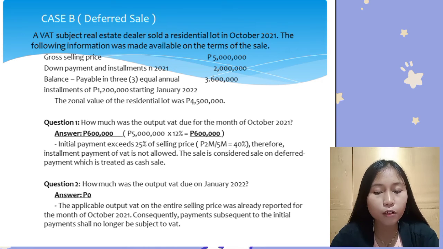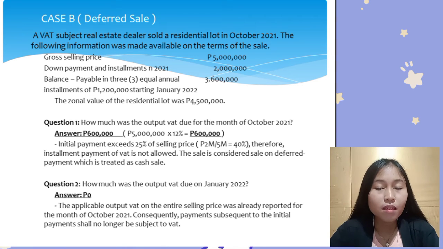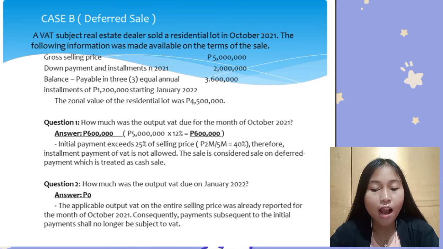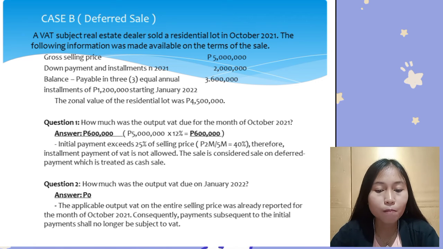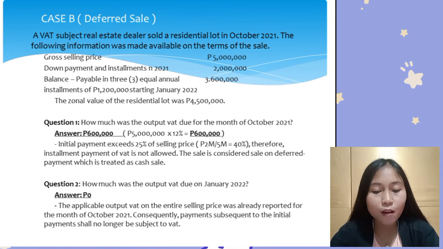So, to get the 25% of the selling price, the 2 million pesos of down payment installment in 2021 is divided by 5 million pesos, which is the gross selling price, and equals 40%. So it exceeds 25% because the result is 40%. Therefore, installment payment of VAT is not allowed. The sale is considered a sale on deferred payment, which is rated as a cash sale. Okay, so that is how they get the 600,000 pesos.